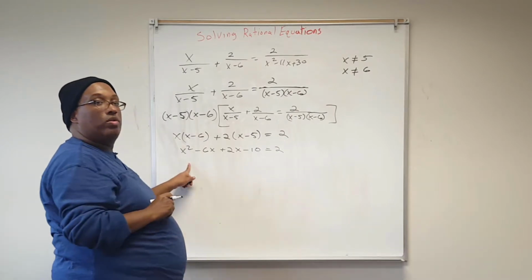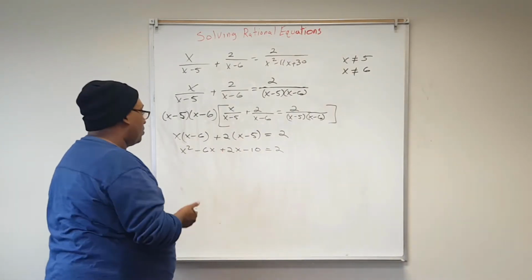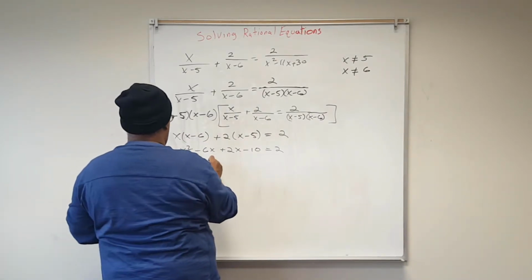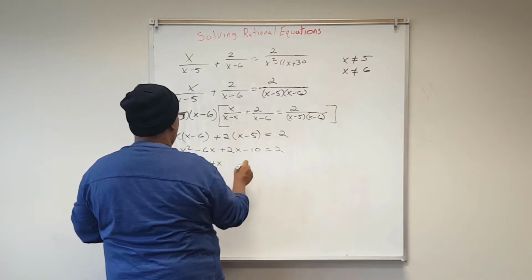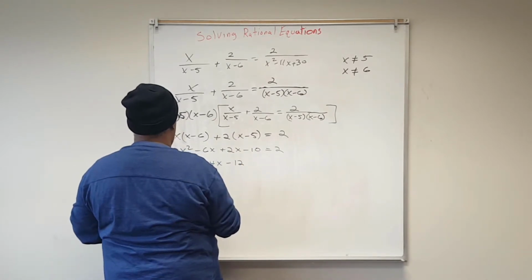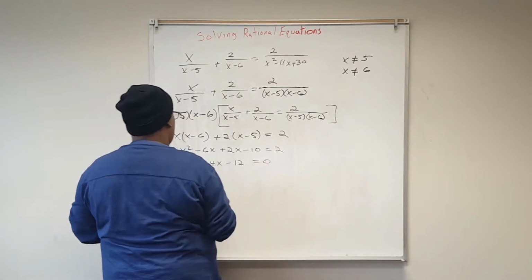We have a quadratic equation. You set everything equal to 0. Combine like terms. We get x squared minus 4x minus 12 equals 0.